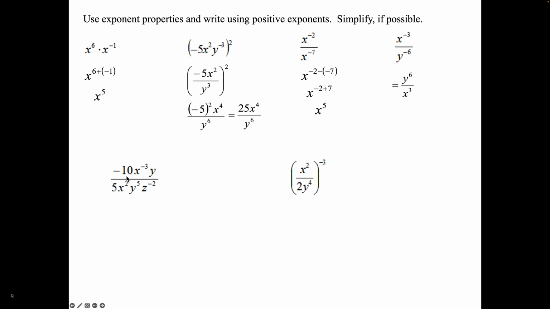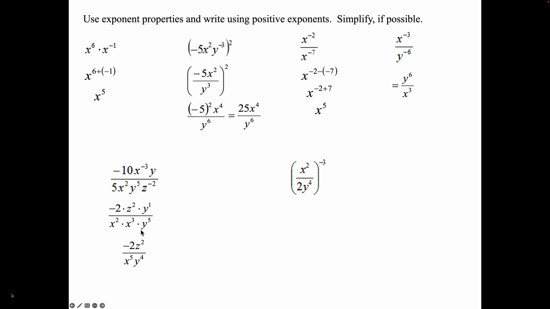Down here, let's do some simplifying first. Notice I can reduce the coefficients, the numbers in the front. I have x's top and bottom, y's top and bottom, so we're going to simplify that. So 5 goes into negative 10 and negative 2 times. x to the negative 3, notice I moved it to the bottom. And notice that z to the negative 2 from the bottom moved up to the top. So I can combine these two right here and make that now x to the 5th power. And then the y to the 1st over y to the 5th.